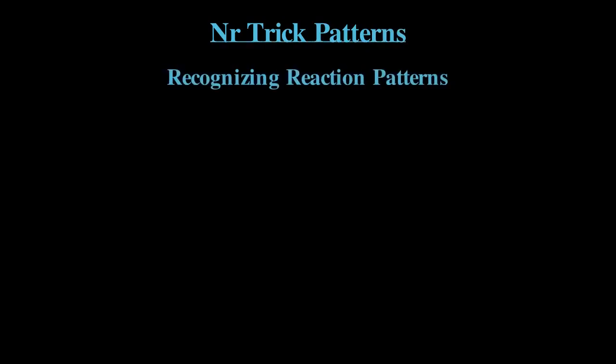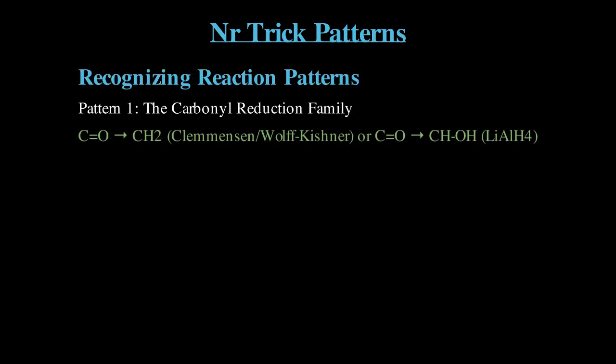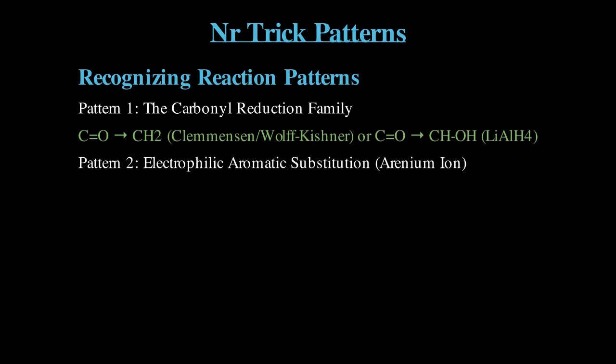Now, let's look for patterns. It's like learning one idea instead of 5. First is the carbonyl reduction family. Clemmensen, Wolff-Kishner, Rosenmund, and even LiAlH4 all target the C=O group, just with different outcomes. Second, see the electrophilic aromatic substitution pattern. Friedel-Crafts, nitration, and halogenation all share the same arenium ion intermediate mechanism.